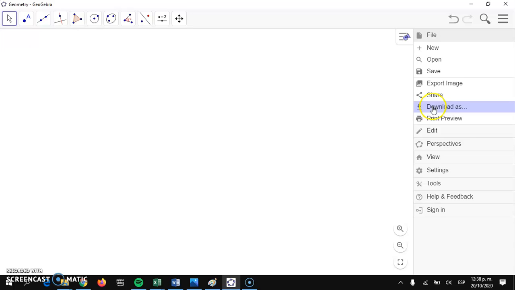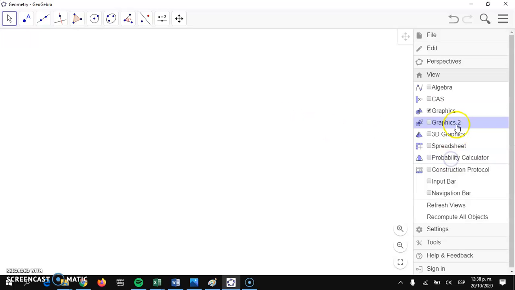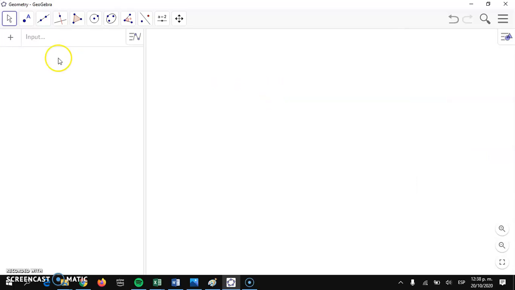So let's get started. The first thing that I'm going to do is to have the algebraic view in here so that I can follow the things that I'm writing. The first thing that we're going to do is to build an equilateral triangle. And as you know, an equilateral triangle has a feature that is that all the sides are equal.